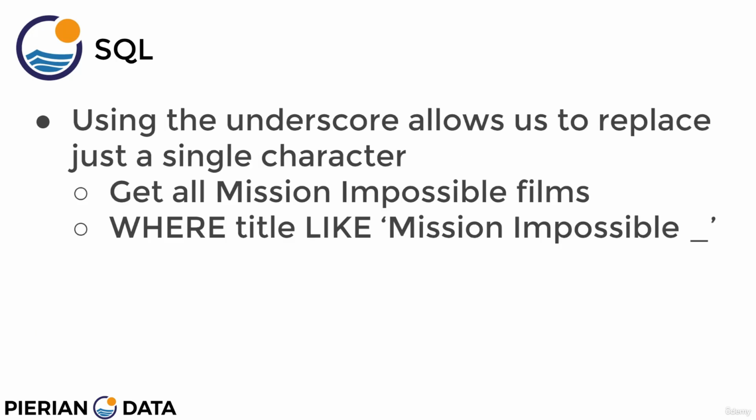Now using the underscore allows us to replace just a single character. For example, let's imagine we were storing the Mission Impossible films and they were titled something like Mission Impossible space and then 1, 2, 3, or 4, etc. So we could do something like where title LIKE 'Mission Impossible ' and then the underscore just leaves a single wildcard place to fill in whatever number we're looking for.